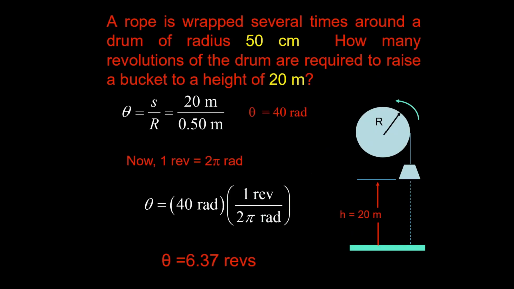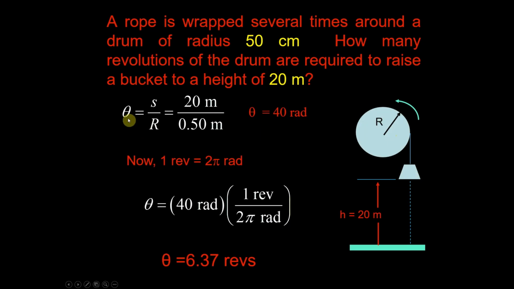Let's take a look at this in terms of a problem. Here we've got a rope. It's wrapped several times around a drum of radius 50 centimeters. How many revolutions of the drum are required to raise the bucket a height of 20 meters? So this bucket is sitting here on the surface and we want to raise it 20 meters up. This rope is wrapped around the drum, so how many times do we need to turn this drum in order to get 20 meters of height out of this oddly shaped bucket?